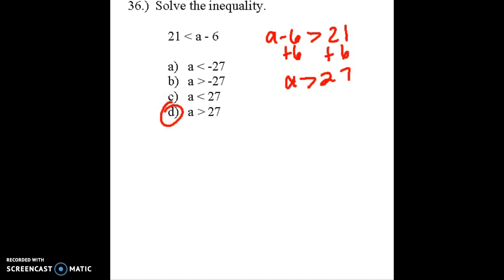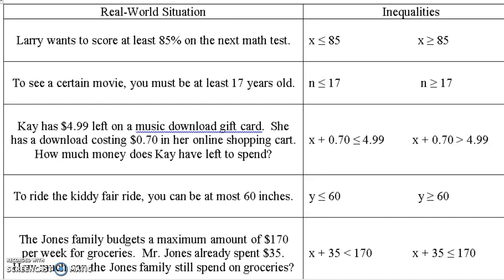D. Larry wants to score at least 85% on the next math test. At least means greater than or equal to. To see a certain movie, you must be at least 17 years old. That is, n is greater than or equal to 17.